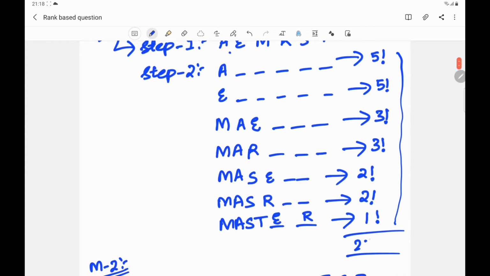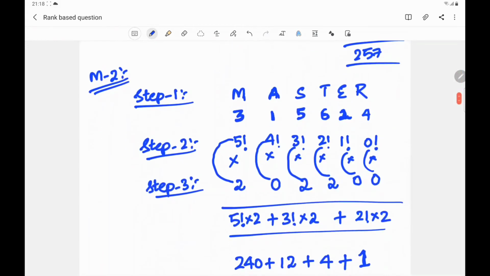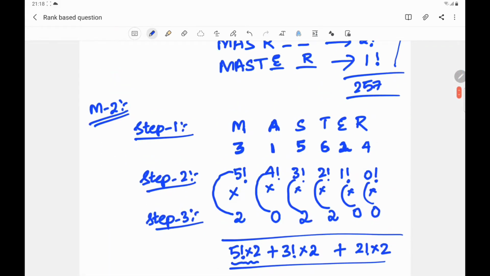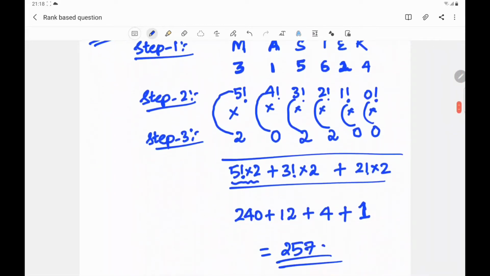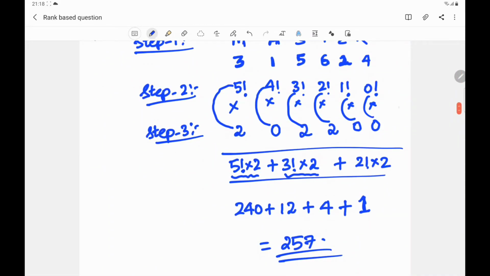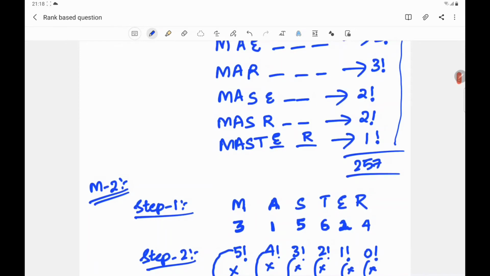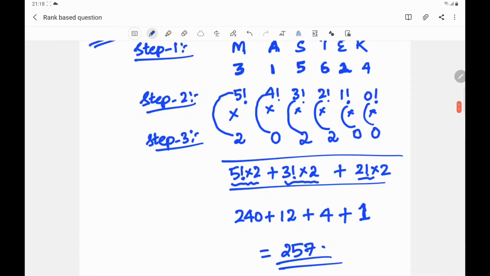This is also 257. This is 5 factorial into 2. 2 5 factorials are there, so we have got 5 factorial into 2, and 2 3 factorials are there, so that is why 3 factorial into 2, and then we had 2 factorials and 2 factorials here. Finally we are adding 1, so we are going to get the same answer.